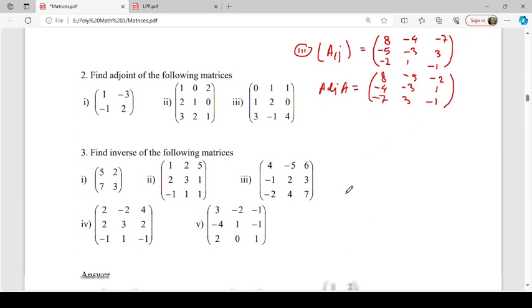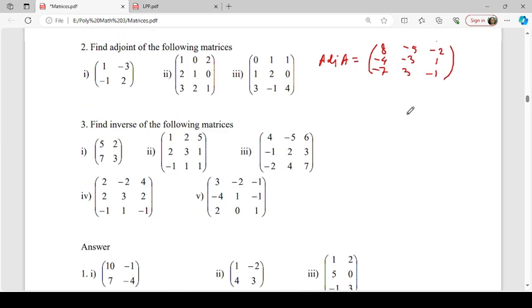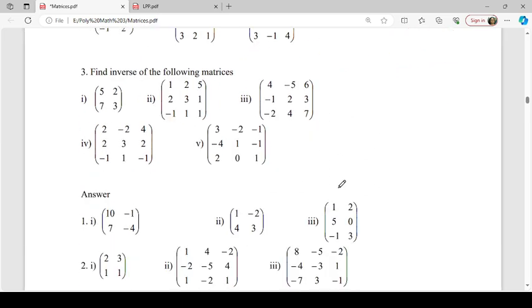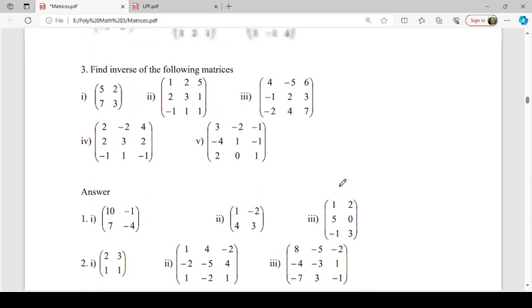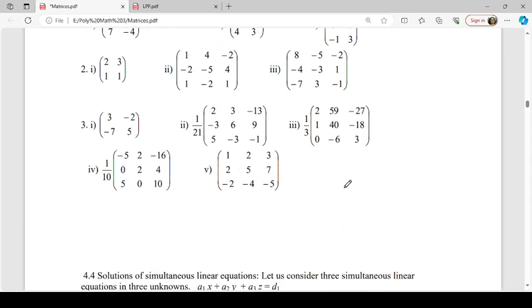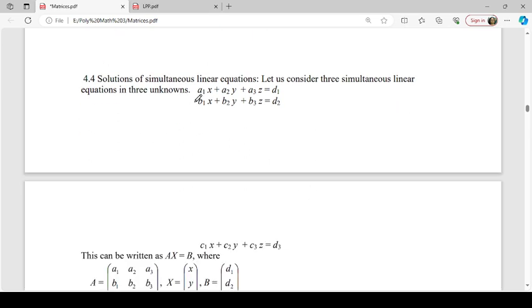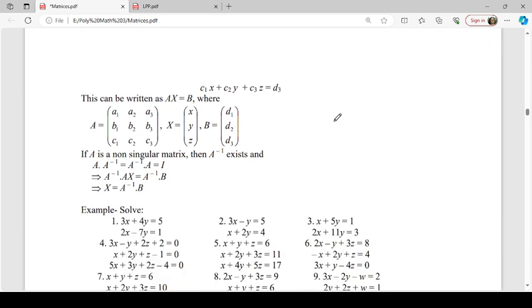The inverse, so we find it like this: we find the adjoint, and then we divide by determinant A. So number 3 is it. In this way we find the inverse. Then solution of simultaneous linear equations. So this is the system.